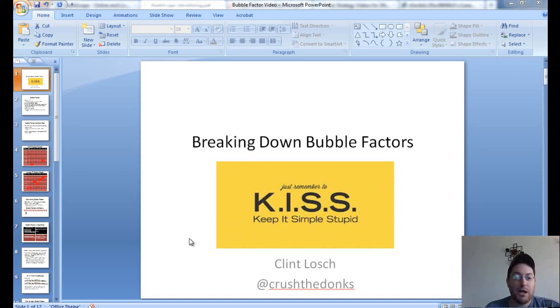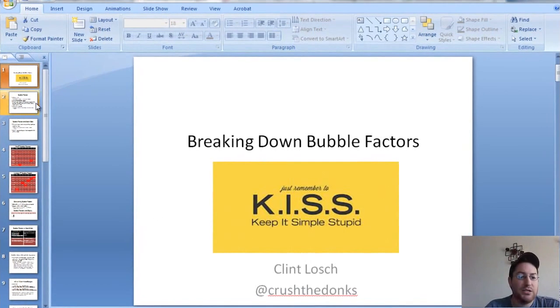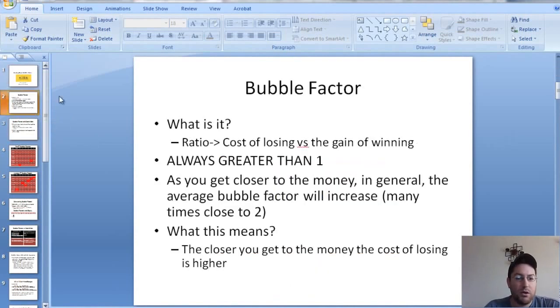Maybe you don't even know what bubble factors are. The term bubble is in there, but it doesn't just pertain to the actual bubble of the game you're playing. It's essentially a term used to give a number to ICM. Specifically, it's a ratio: the cost of losing versus the gain of winning. And that number is always greater than 1 due to the fact that there's a prize pool.